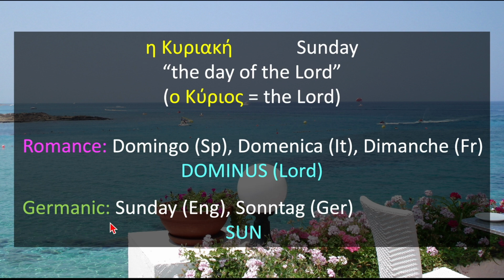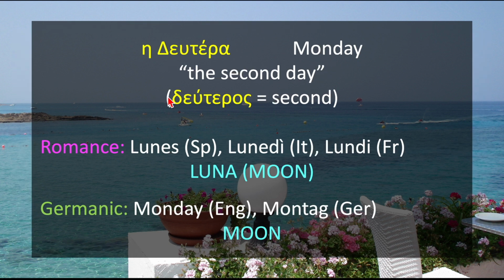In the Germanic languages, however, the word Sunday is associated with the sun. So, for example, Sunday in English, Sonntag in German. Η Δευτέρα, Monday, comes from Δεύτερος, which means second. So, Δευτέρα is the second day because Sunday, Kyriaki, is the first day.